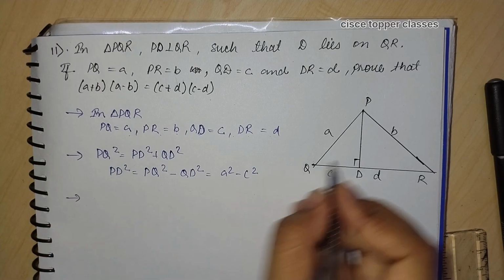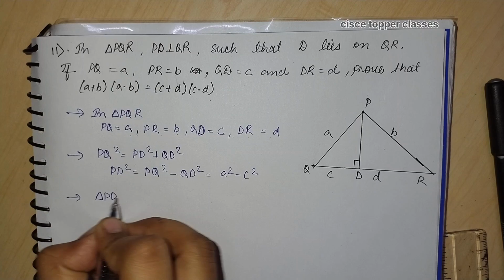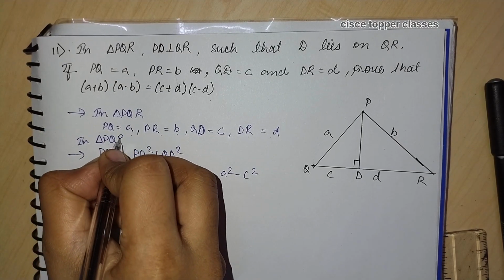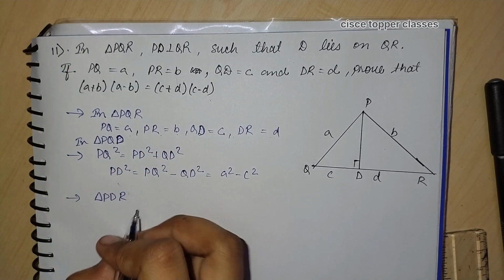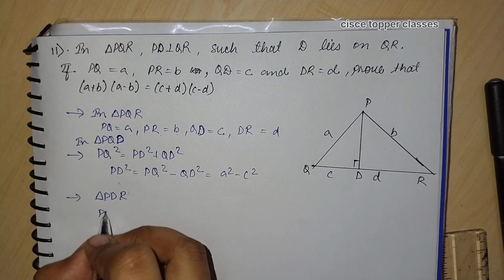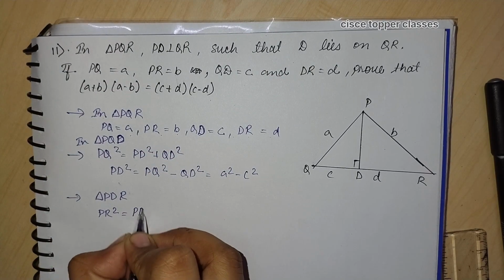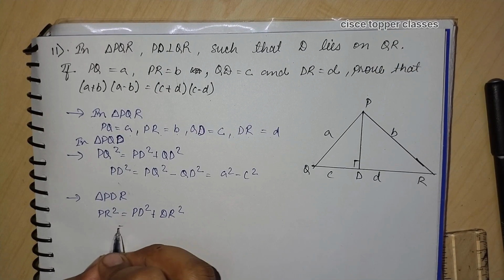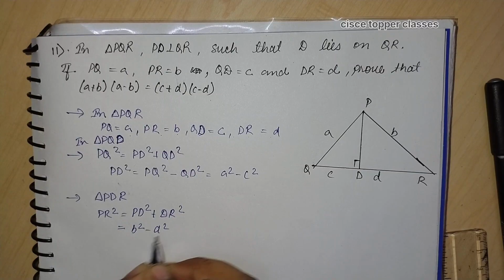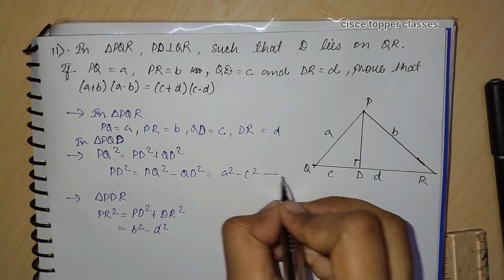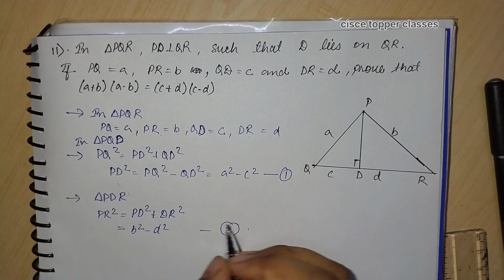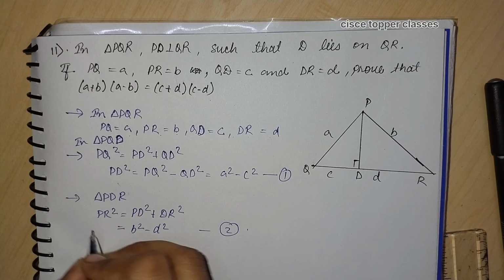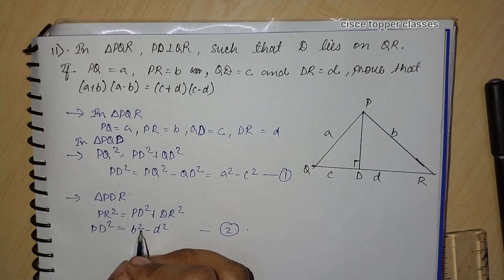Now similarly in triangle PDR we can also apply this Pythagoras theorem. This will be PR square equal to PD square plus DR square, and simply we can again write PD square as b square minus d square. This is the first thing and this is the second thing, as we have PD square, so we can write PD square as b square minus d square.